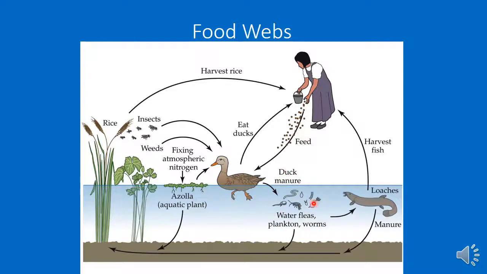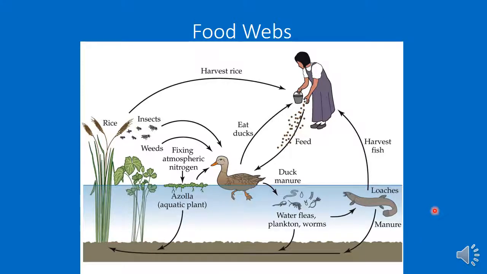That poop is going to be used as nutrients by the tiny little plankton that are in the pond. And those little plankton will get eaten by the fish, and the fish will get eaten by the farmer. So there's this big whole cycle of things. But if we look at all the arrows, they show who eats what, where the energy's going. The arrows show where energy goes. That's what the arrows are doing.